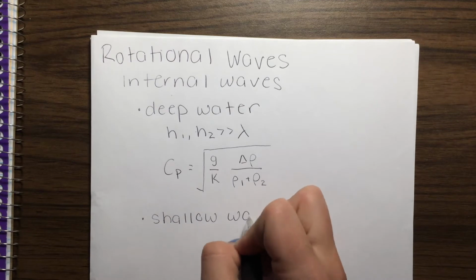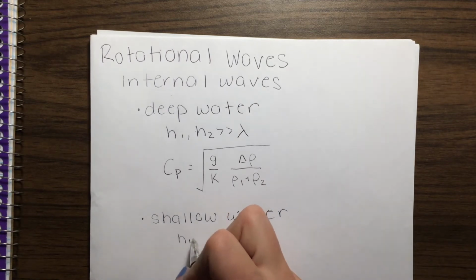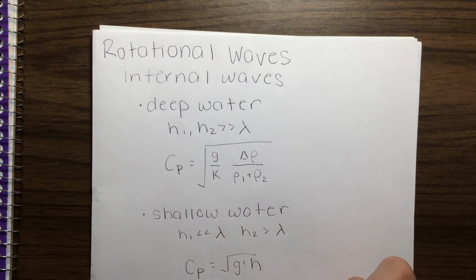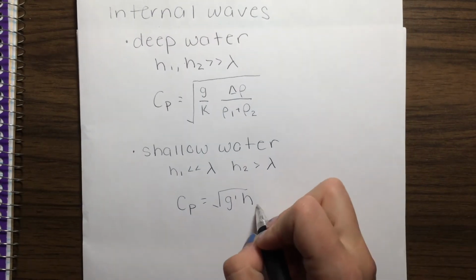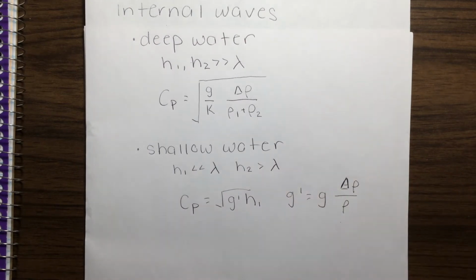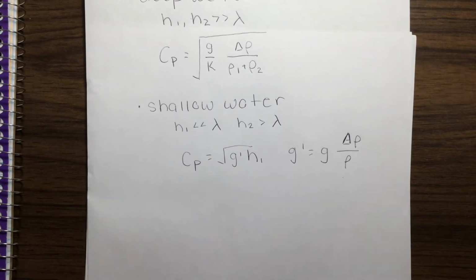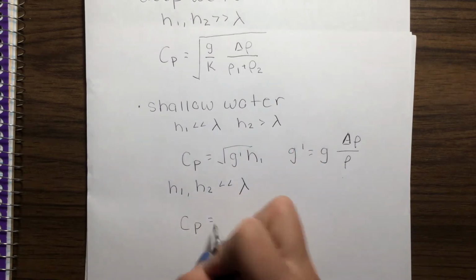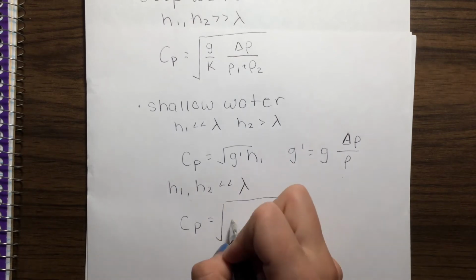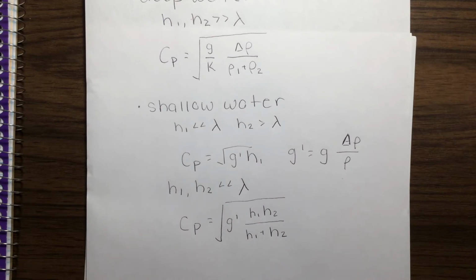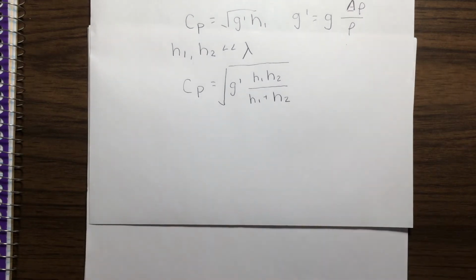There are two different types of shallow water waves. The first scenario is that h1 is very small, much smaller than the wavelength, such that the wave propagates just below the surface of the water and h2 is larger than the wavelength. In this case, the phase speed is the square root of g prime h1, where g prime is shown below. The second case is that both h1 and h2 are much less than the wavelength, such that the wave propagates in very shallow water right below the surface. The phase speed in this case is equal to the square root of g prime times h1 h2 over h1 plus h2.